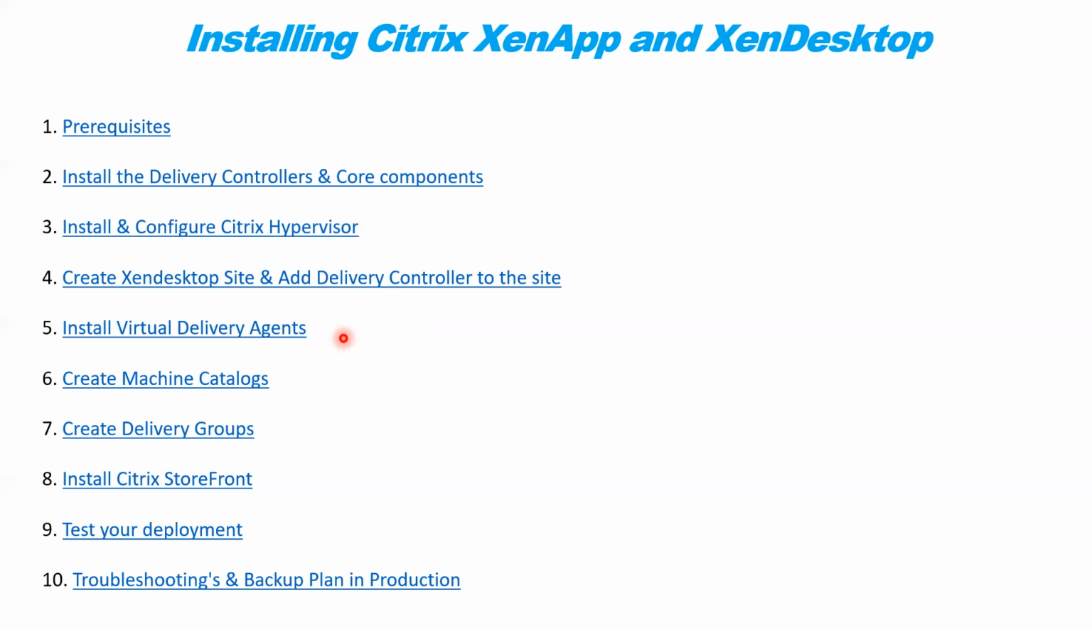In the seventh one, we will learn how to create the delivery groups. Eighth one will be for Citrix storefront server installation and configuration. In the ninth one, we will test our entire deployment, like what we have deployed, how our data center will work. And in the 10th one, it is for troubleshooting in some real-time scenarios, which type of questions and backup plan we will discuss.